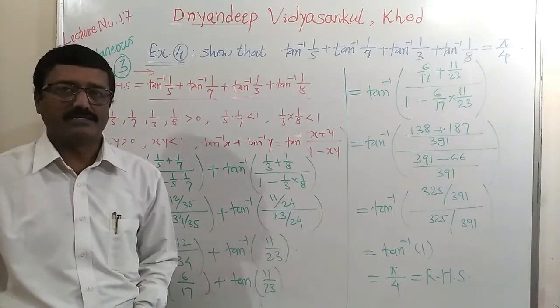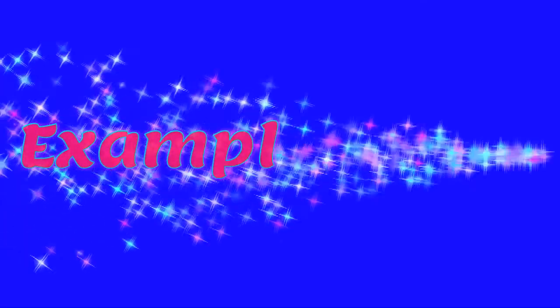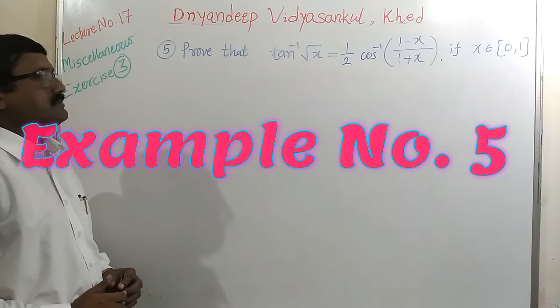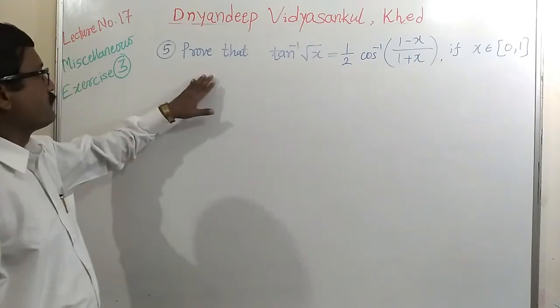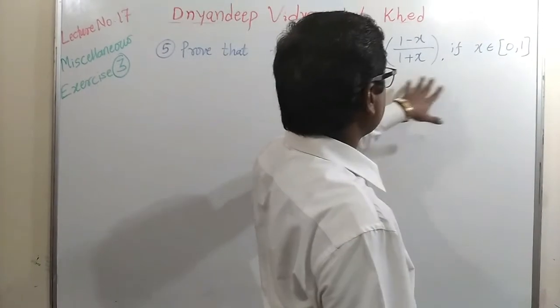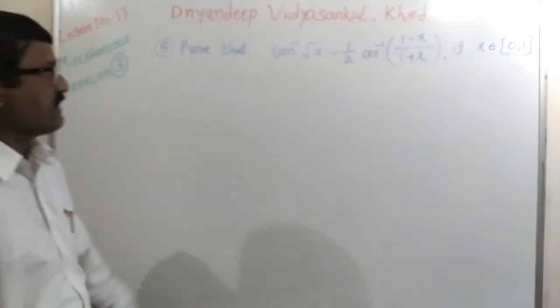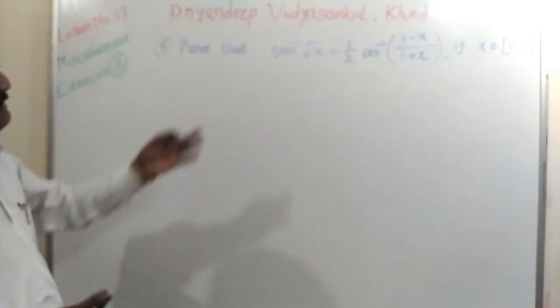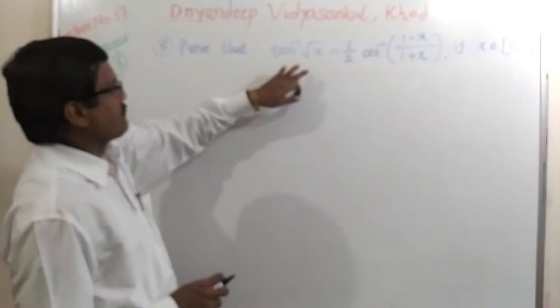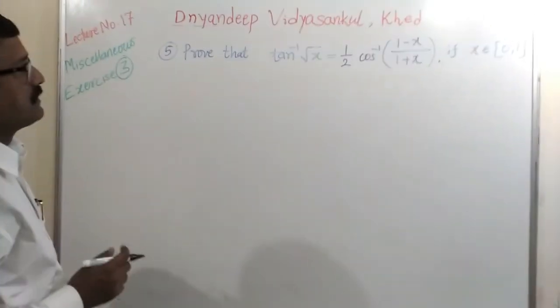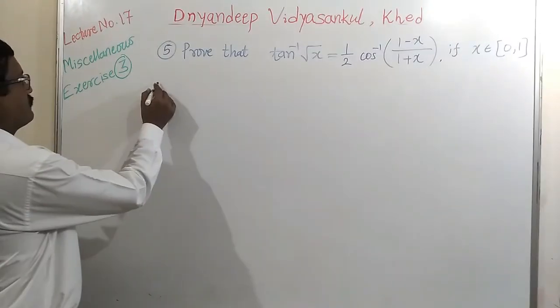Now see the next, example number 5. Prove that tan inverse of root x equal to 1/2 cos inverse of 1 minus x upon 1 plus x, if x belongs to the closed interval 0 to 1. This is very simple to prove, because if we use the formula for 2 tan inverse of x in terms of cos inverse, then we get the result within 2 steps.